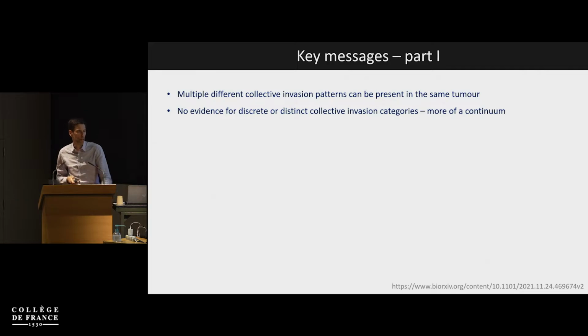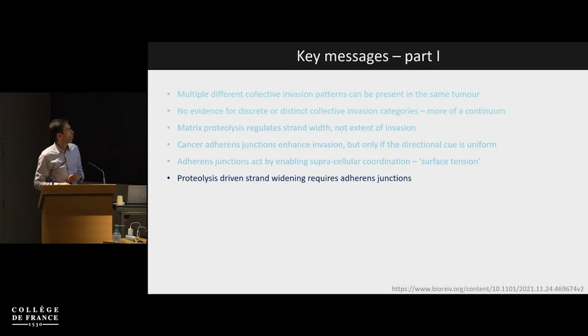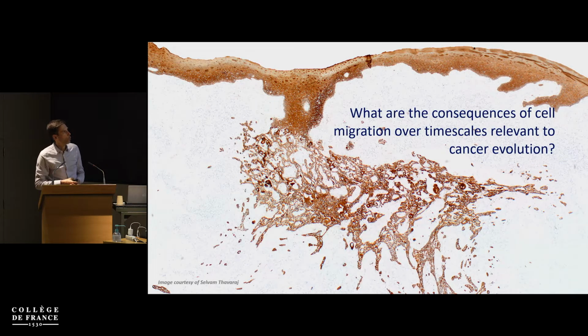So just to summarize this first part, I hope I've been able to convince you that multiple different collective invasion patterns can be present in the same tumor. We don't think that there are particular distinct categories; it's more of a continuum. These are regulated both by matrix proteolysis and cell-cell adhesion, less so by cell matrix adhesion. I haven't had time to show you that data. We think that cell-cell adhesion is enabling supracellular coordination, potentially analogous to surface tension. And finally, that track widening and tumor growth are linked features when there are insufficient CAFs to generate space. We think this is part of the reason why track widening behavior is very positively correlated with lymph node metastasis.